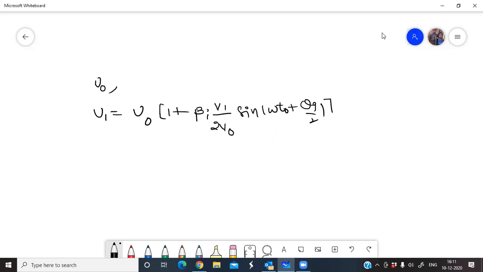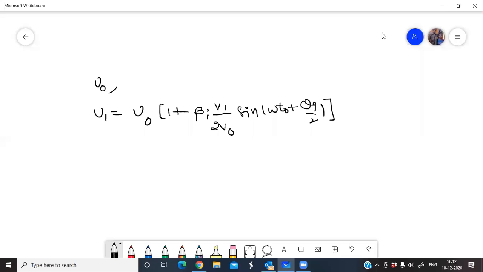Is it okay? So listen my point here. What I want to say is, once the electron leaves the buncher cavity, the electron is after the buncher cavity. We know that after the buncher cavity, because of the velocity modulation process, the velocity of the electron is v1. That's why I told that they drift with a velocity given by the equation v1 equal to v0 into 1 plus beta I v1 by 2 v0 sin omega t0 plus theta g by 2.